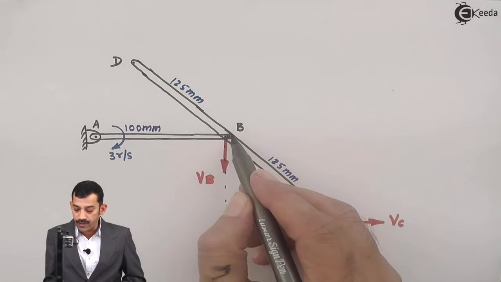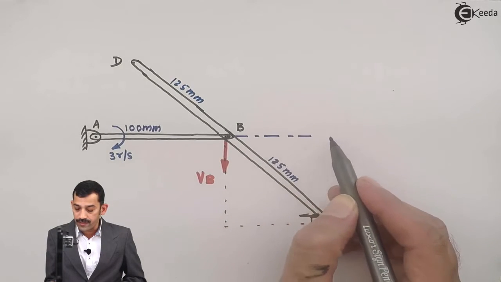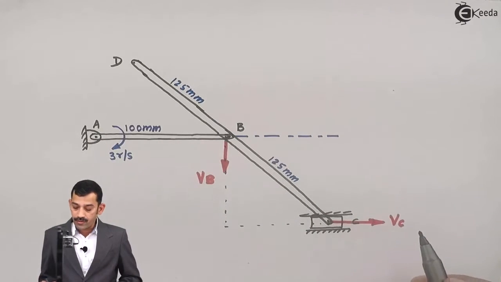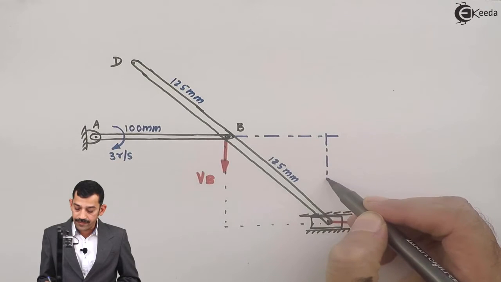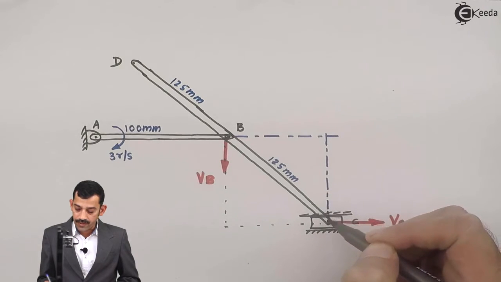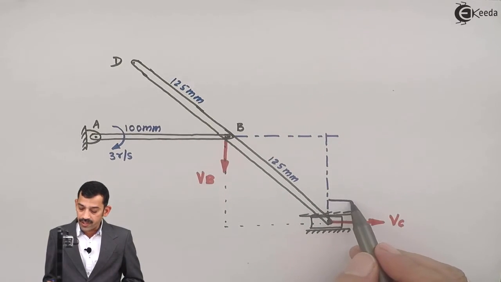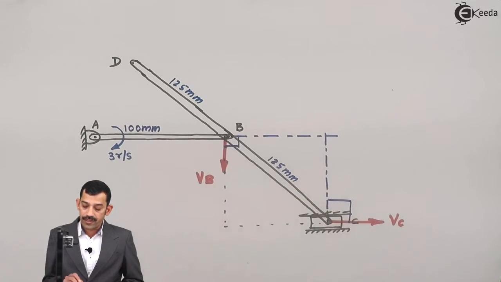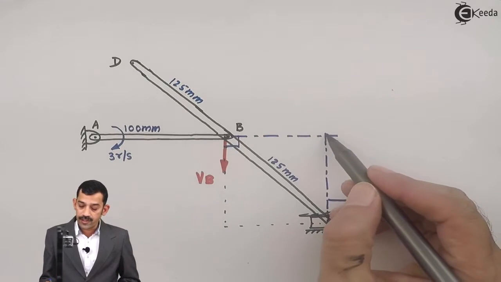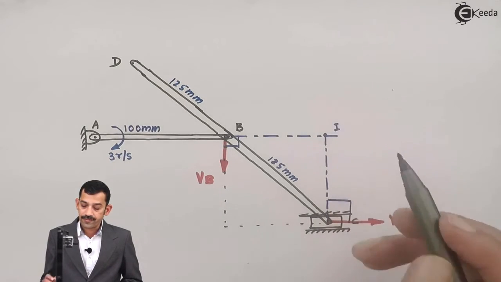Perpendicular to VB, if we draw, what will we get here? Horizontal line. Perpendicular to VC, if we draw, what will we get here? A vertical line. This is perpendicular to VC. That means this one is perpendicular here, 90 degree. This one is again perpendicular here. Point of intersection represents ICR.